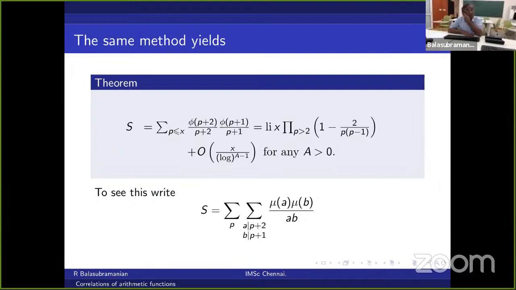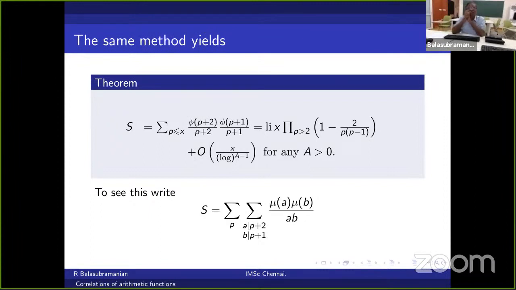And I was a little surprised when we had this result, because in the literature the results were only essentially x over log x power 1 plus epsilon. And you can actually save any power of log x. Okay, in order to see why you can save any power of log x, you use the same method.